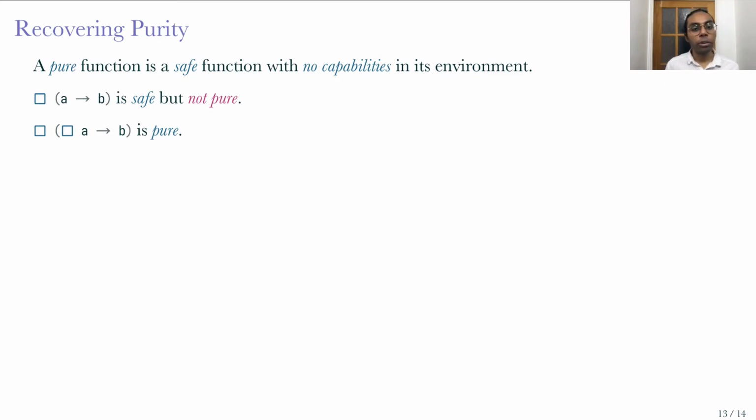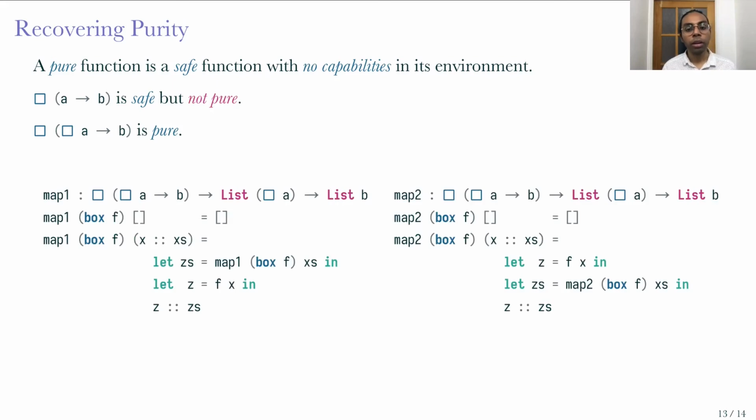So going back to our original example, we can now write a pure variant of our map1 and map2 functions. We force the function argument to be pure, and it should be only applied to a list of safe expressions. We can use box and letbox to rewrite the body of map1 and map2. So using this new definition for map1 and map2, we can show that they are provably equal in the extended calculus.